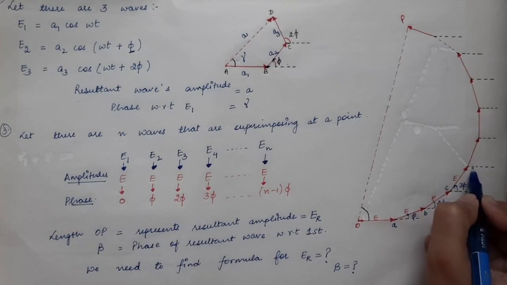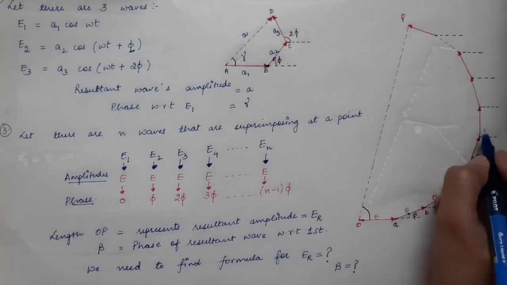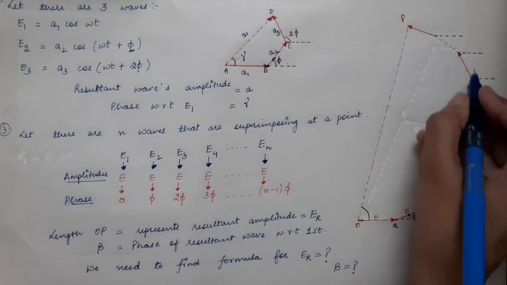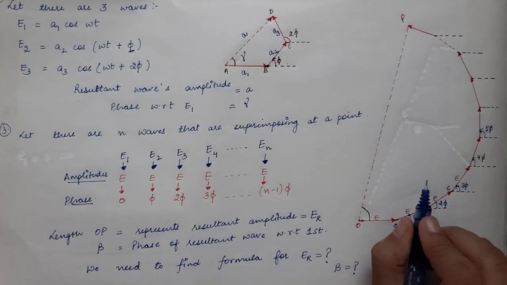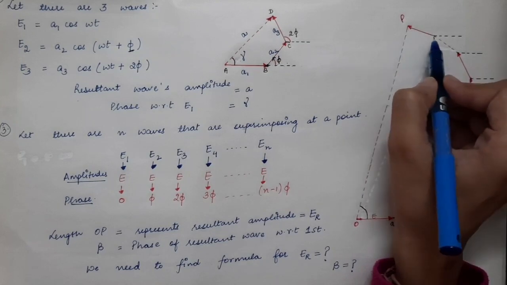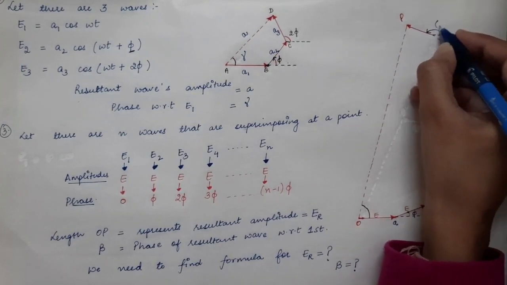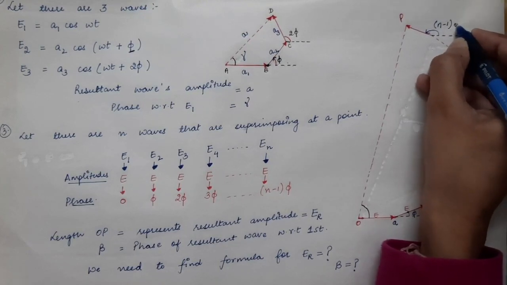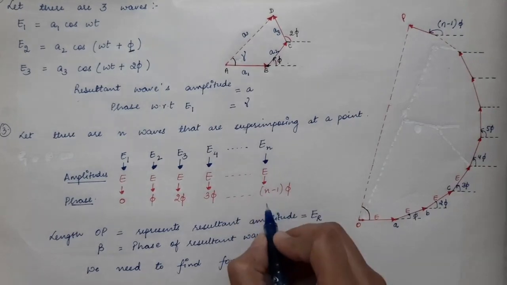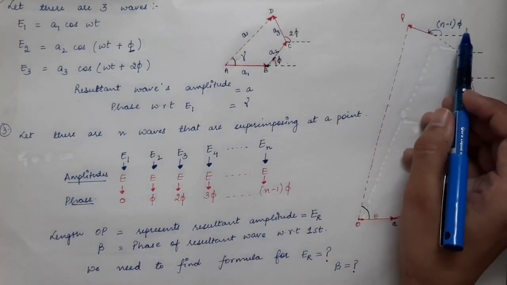Now the fifth vector will make an angle of 4 phi. The sixth vector will make an angle of 5 times phi, and so on. We will have n number of vectors. Now the last vector, let's say this is the last vector, will make an angle of n minus 1 times phi. So let's say this is the nth vector and it represents the nth wave. It will make an angle of n minus 1 times phi.